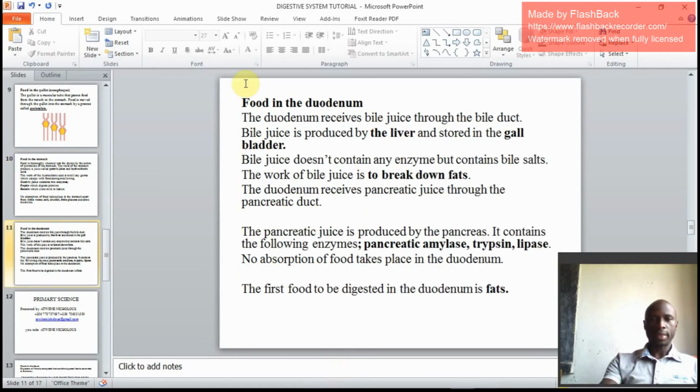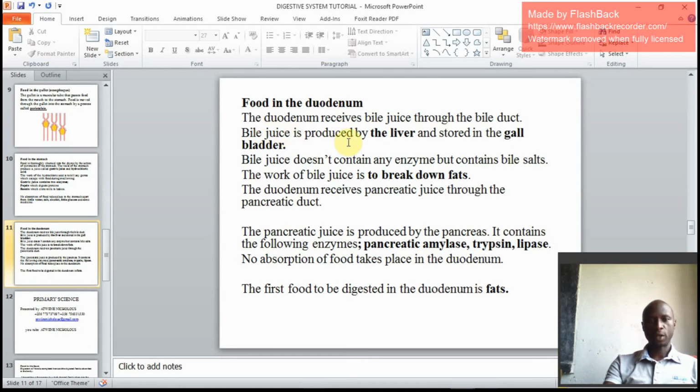Then we'll go to what occurs in the duodenum. The duodenum receives bile juice. Duodenum, take note of the spelling. It receives bile juice through the bile duct. Duct is a passage. All ducts are passages in the body. So bile duct is a passage for bile. So duodenum will receive bile juice from bile duct.